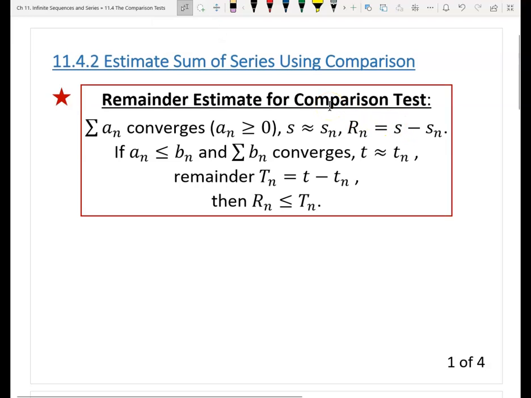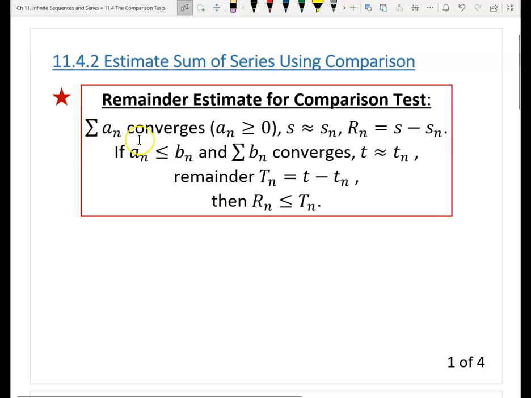Here we have a question, and suppose we have a series, a convergent series. However, the sum is not easy to find, so what do we do? We have to estimate the sum, right? And therefore, we have to compute the error or the remainder. And here is the result for this estimate when we're using comparison.